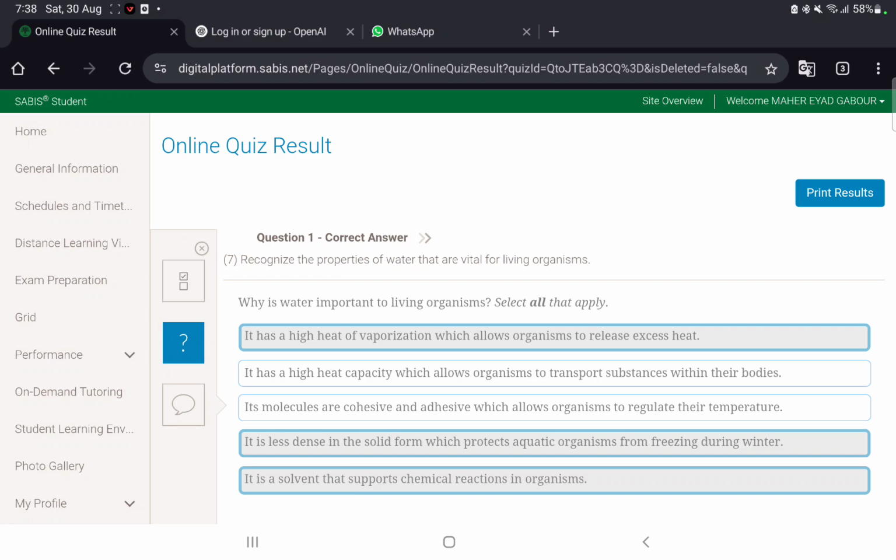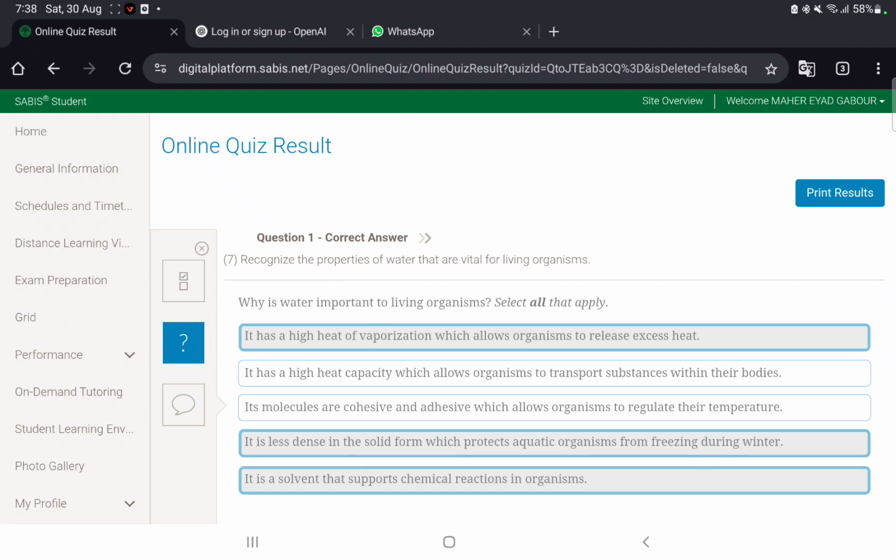It has a high heat capacity, which allows organisms to transport substances within their bodies. It has nothing to do with that. The high heat capacity is responsible for it not changing temperature rapidly. So basically, water changes its temperature slower than other substances. If I put it in a very hot place, it will take longer to change its temperature. Its molecules are cohesive and adhesive, which allow organisms to regulate their temperature. No, cohesion and adhesion don't have anything to do with regulating temperature. That is high heat capacity.